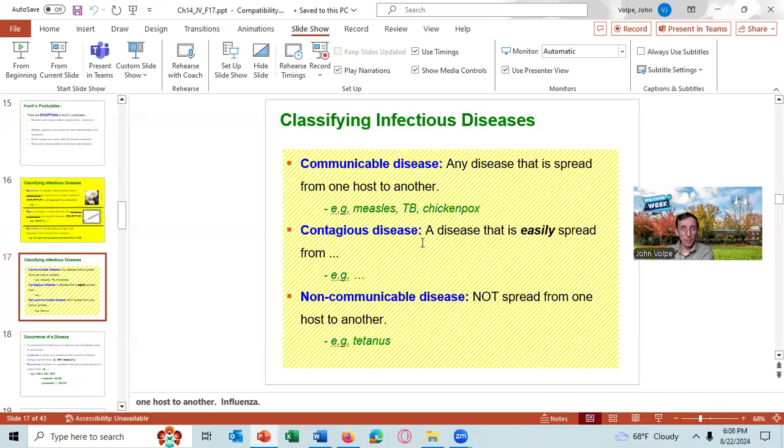Tetanus could spread from one patient to another if the person getting the disease were to be a cannibal and then eat a patient who has tetanus. And of course, you'd have to not cook the patient very well, because that should kill the tetanus as well. But normally, a non-communicable disease does not spread from one host to another.